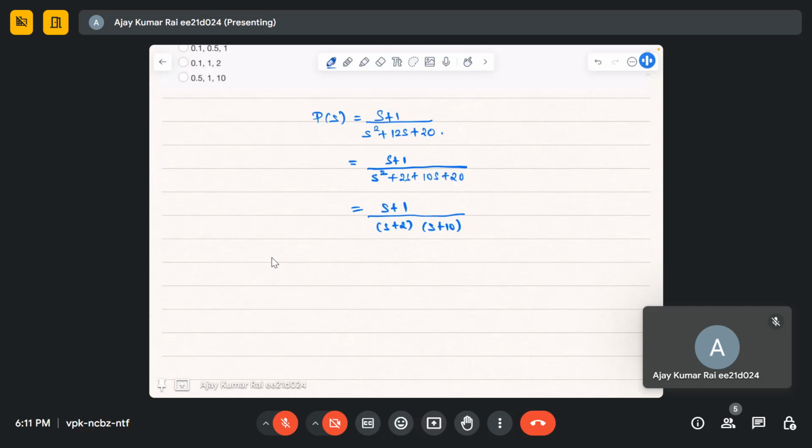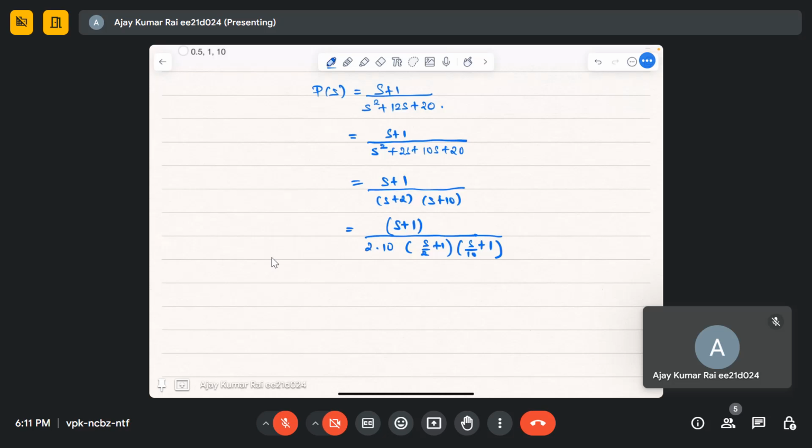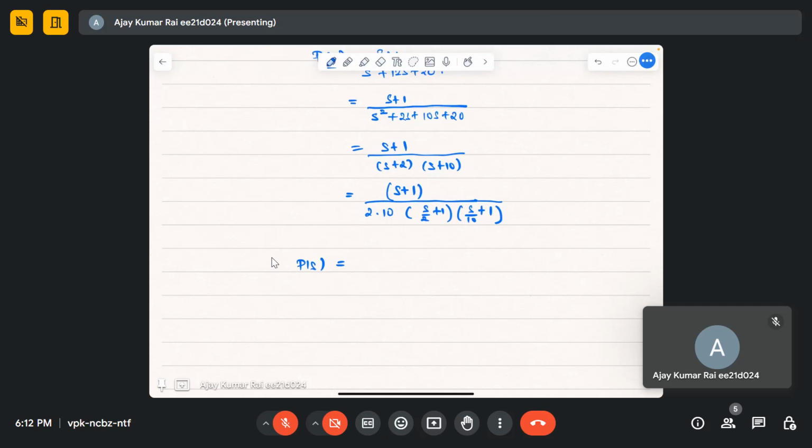So I just factorized the denominator, and let me write it in this form. From the denominator, I'm taking 2 common and 10 common. So it looks like (s/2 + 1) and (s/10 + 1). If I write it properly, I'll get 1/(2×10) = 1/20 = 0.05, times (s + 1) divided by (s/2 + 1)(s/10 + 1).